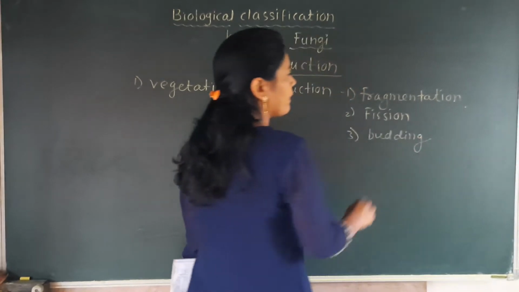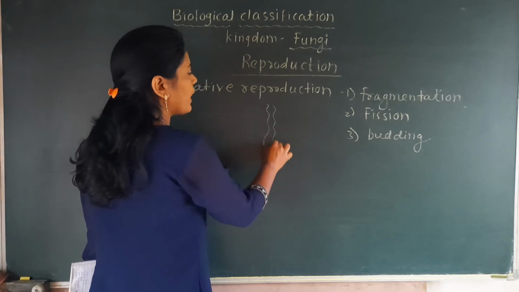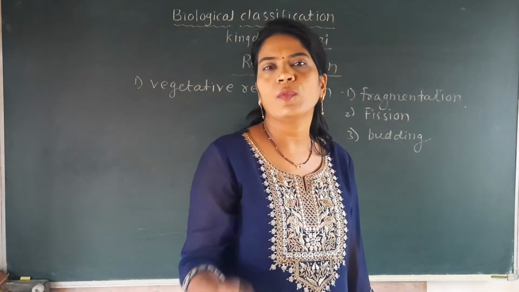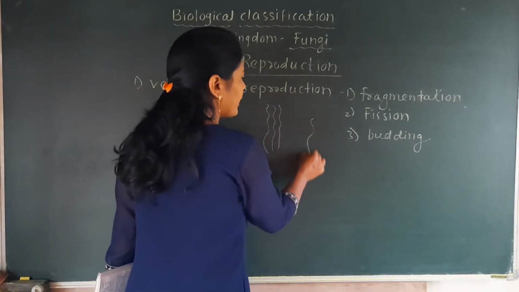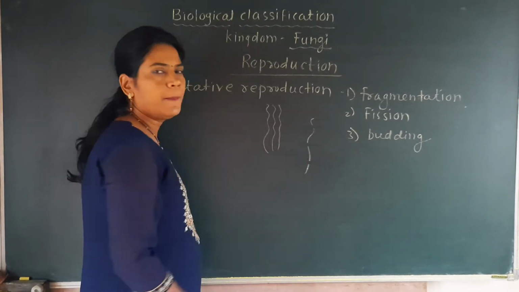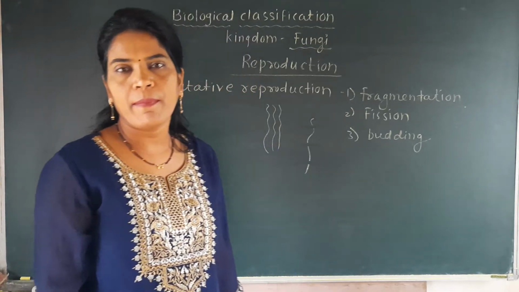Okay, so fragmentation means what? The body of the fungi is made up of filamentous structures. All the filaments aggregate together and form the whole fungi. So if any filament is separated and broken down, then each broken piece of the fungi will produce a new fungi. So it is the fragmentation method.